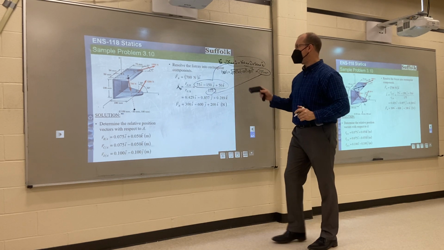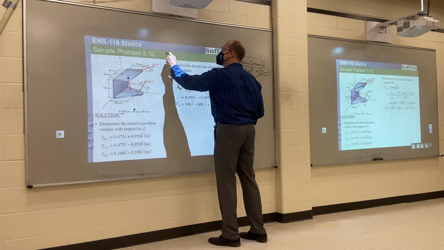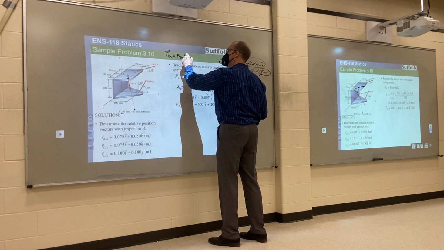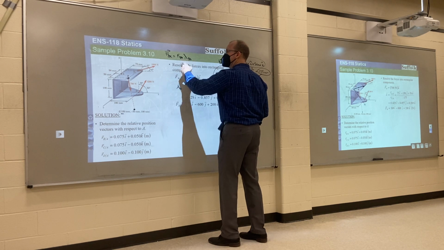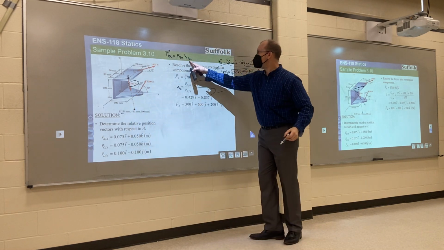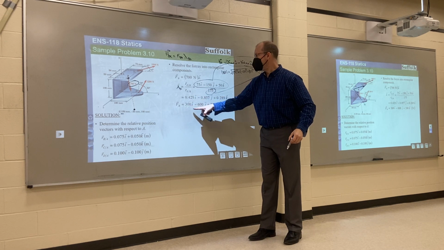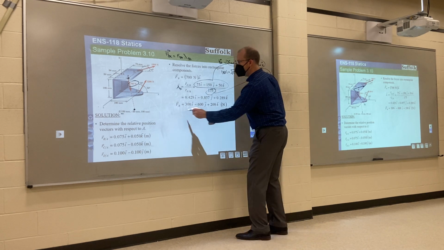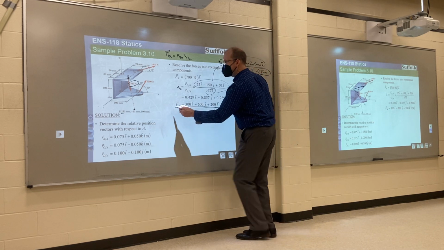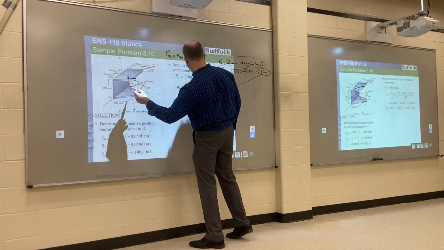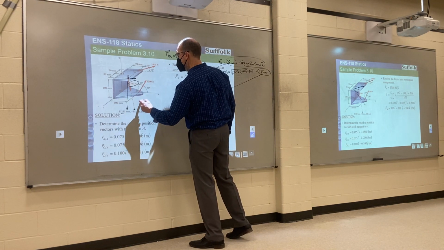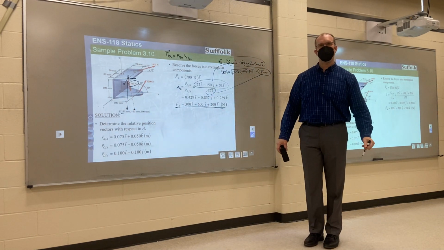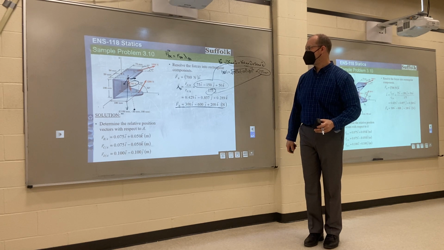And we know that the rectangular component of the force FBE is going to be equal to the scalar magnitude of BE times its unit vector along that line. They gave us that. That's 700. So I just take 700 times that: 300, negative 600, and 200. And these are the rectangular components, X, Y, and Z, of that force.